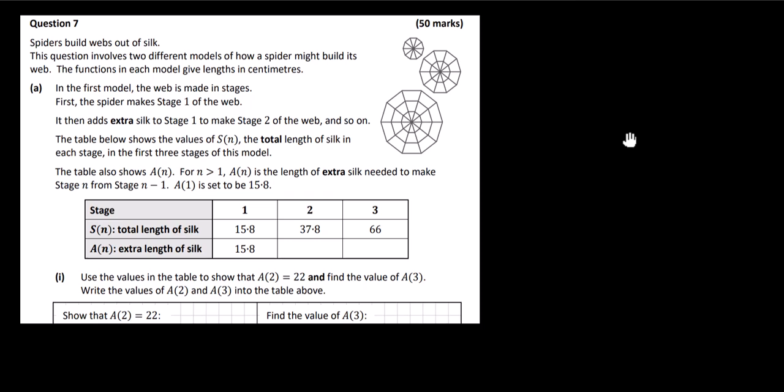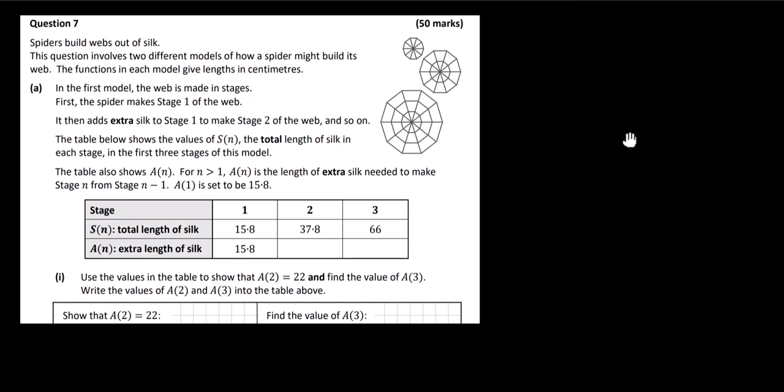In the first model, the web is made in stages. First, the spider makes stage 1 of the web. It then adds extra silk to stage 1 to make stage 2 of the web, and so on. The table below shows the values of Sn, the total length of silk in each stage in the first 3 stages of this model. The table also shows A of n for n greater than 1. A of n is the length of extra silk needed to make stage n from stage n minus 1. A of 1 is set to be 15.8, and that's in centimeters.